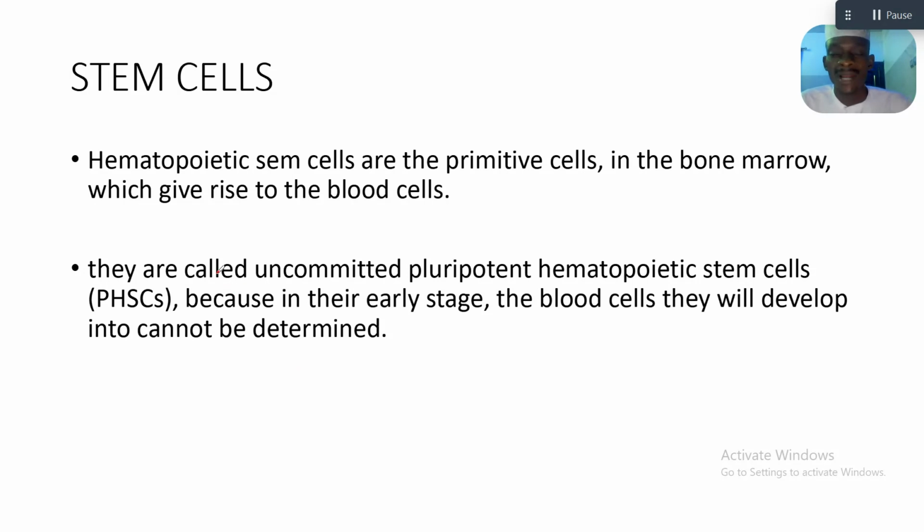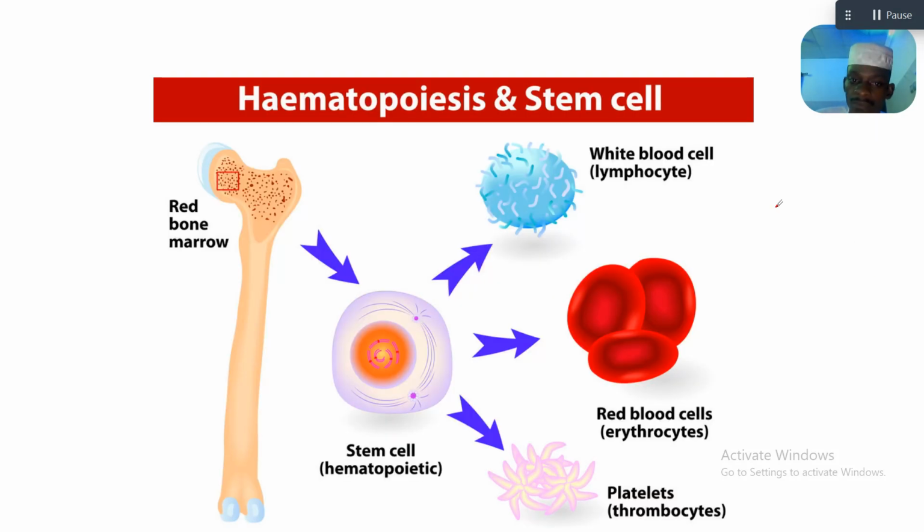So what are stem cells? Those are the primordial cells, the ones that give rise to all these other hematopoietic cells that we see. Hematopoietic stem cells are the primitive cells in the bone marrow, and they give rise to the blood cells. They are called uncommitted pluripotent hematopoietic stem cells. Why are they called uncommitted? Because in their early stage, the blood cells they will develop cannot be determined. Hence they are called uncommitted pluripotent hematopoietic cells.